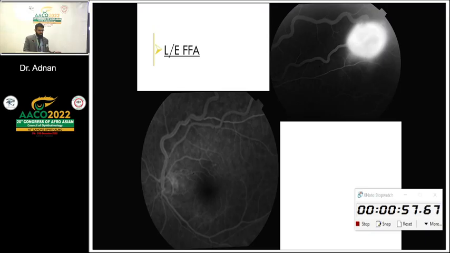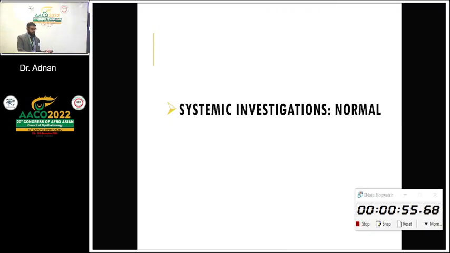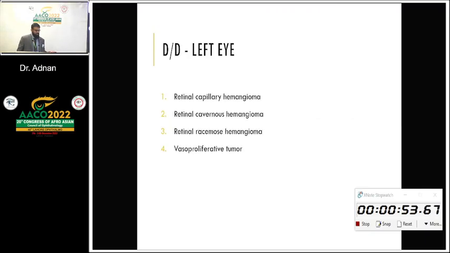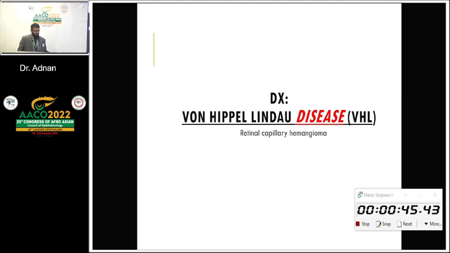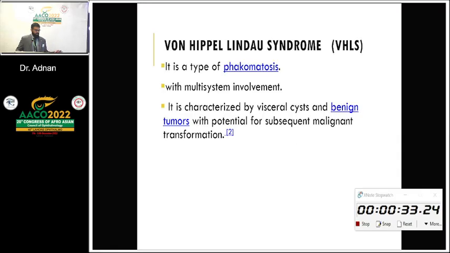This was the FFA showing late leakage. The systemic investigation was normal. So these were the differentials, but more likely this was a retinal capillary hemangioma. This was von Hippel-Lindau disease, a disease because it was not associated with any systemic finding. The previous case was von Hippel-Lindau syndrome, because it was associated with systemic findings.